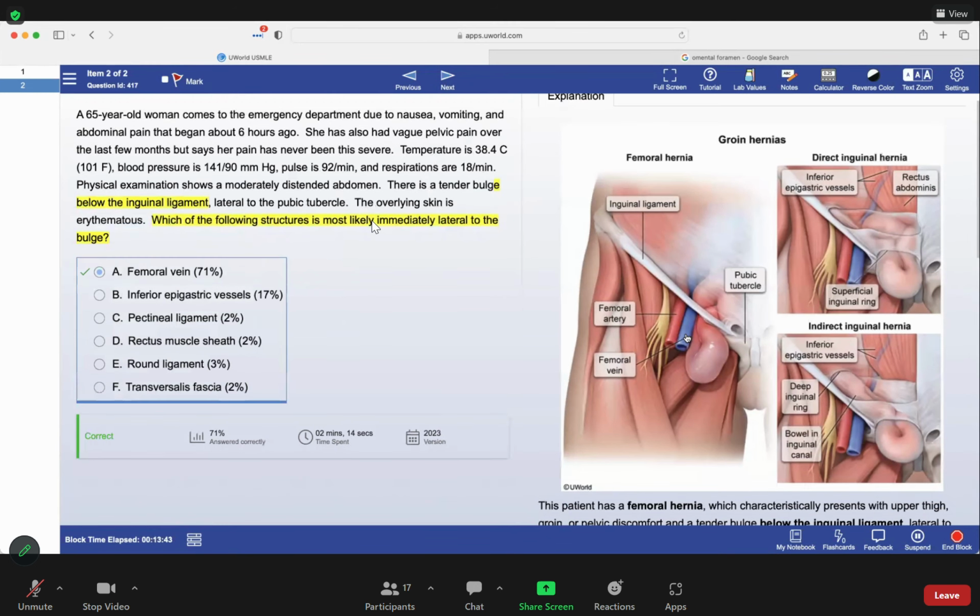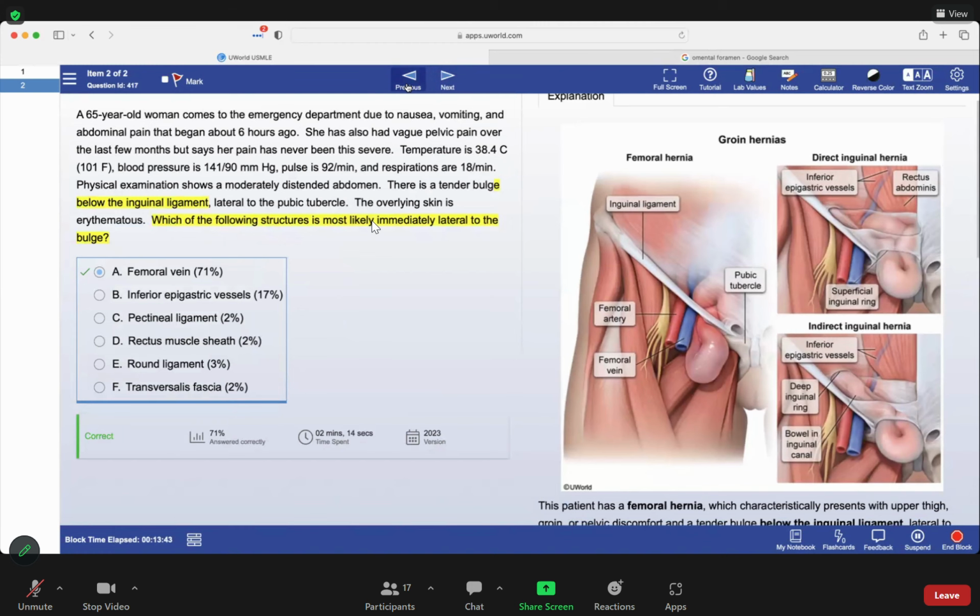Is that clear, folks? I was told that in the real exam they asked what's most immediately medial, that's the pubic tubercle. So you have to be careful with that, okay? So they could ask you both ways. Here they are saying lateral to the pubic tubercle, but sometimes they could ask you both ways. So that's the femoral vein. Is that clear, folks?